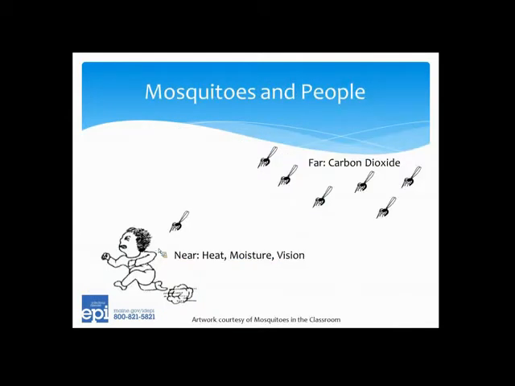So we're going to move on to mosquitoes and people. As you all know, mosquitoes like people. There are different types of mosquitoes that like to feed on different types of things, and the way they are attracted to this is different. So from far away, a mosquito is attracted to the carbon dioxide that we breathe out. This is just normal breathing. This isn't anything exciting, but that is what attracts mosquitoes. And when mosquitoes get closer to a person, they are attracted by the heat and moisture, and they can also see the person. So there are two ways for mosquitoes to find us.